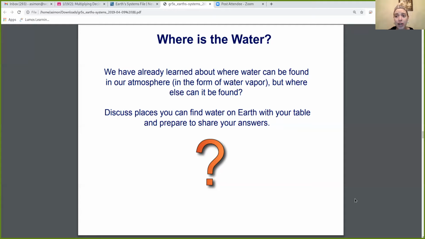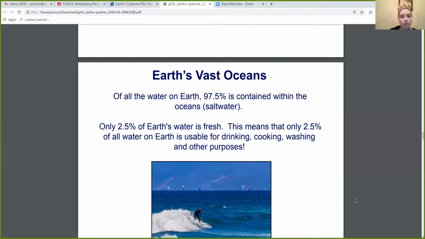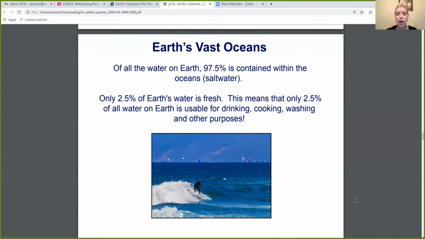You said things like rivers, streams, oceans. You guys are correct. Those are all places where you're going to find water. Now, the biggest place to find water is the oceans. Of all the water on Earth, 97.5% is contained within oceans, and it's salt water. Which means almost all of the water on Earth is salt water. Go ahead and add that to our notes. 97.5% of water is in the oceans as salt water.